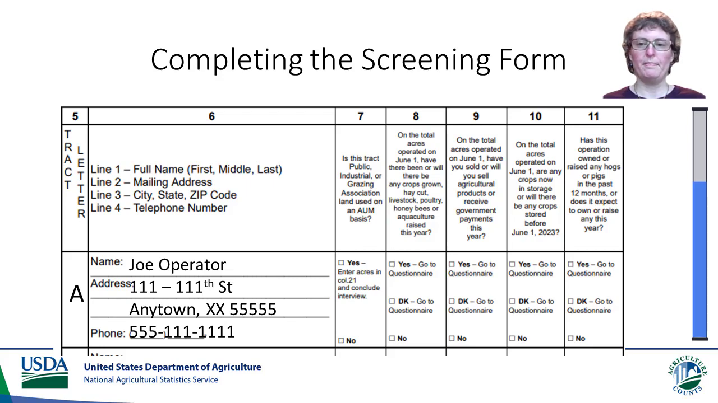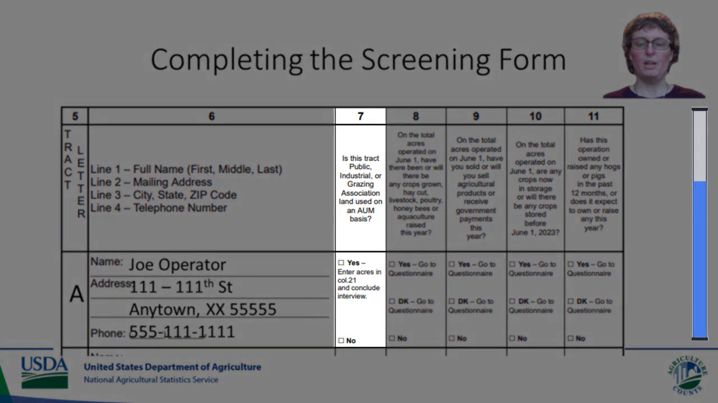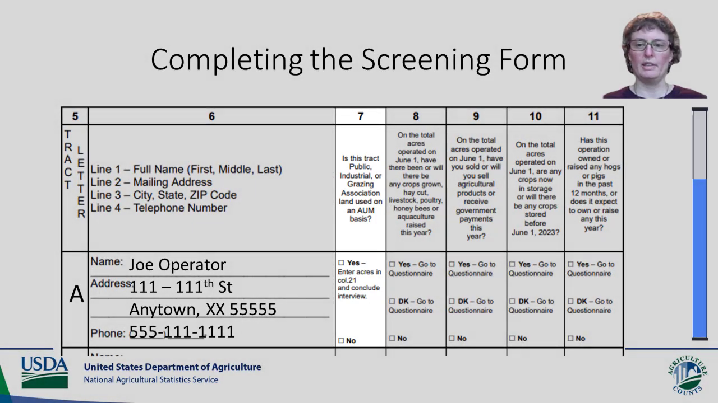the screening form. Some regions will have column 7 for PIGA land, that's Public Industrial or Grazing Association land, on the screening form, and other regions will not. You just need to ask the questions that are listed on the screening form you have. These questions on the screening form refer to all land in the operating arrangement, regardless if the land is in the segment or outside of the segment.